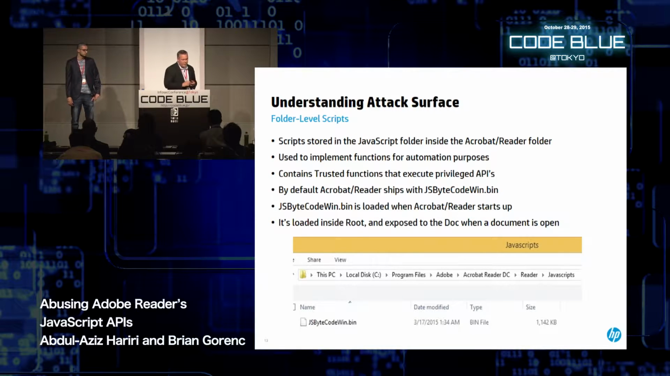They're called jsbytecodewin.bin. And in this bin file, there is a set of JavaScript APIs that get loaded up on application initialization, and they contain trusted functions which have privileged functionality. All of this will become very important for us when we start doing our vulnerability hunting. All of these APIs are loaded into the root context upon application start. They are exposed to the document author through the doc context, exposed to the doc when the document is open.